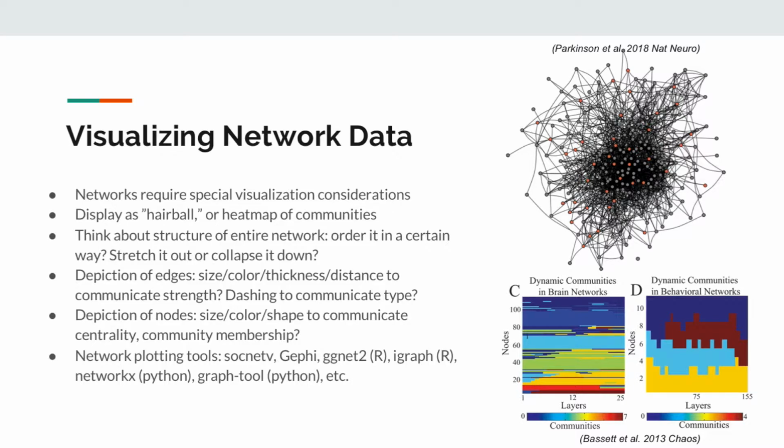Some popular network plotting tools would be SOCNetV, which is a standalone executable, Gephi, GGNet2 in R, iGraph in R, NetworkX in Python, GraphTool in Python. I personally don't do a lot of social network analysis, so I don't use these tools a ton, and I don't know all of them or what the absolute best ones are to use. So you can talk to the Parkinson Lab people who do much more of this for their data.